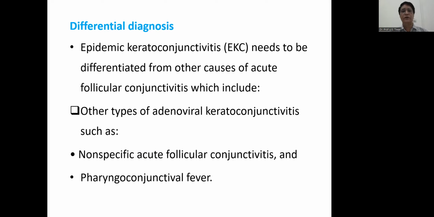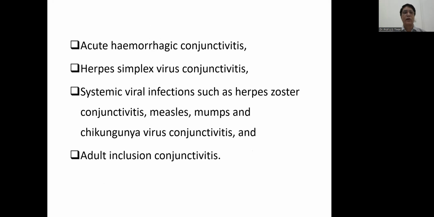Differential diagnosis of the EKC: it needs to be differentiated from the other causes of acute follicular conjunctivitis. That includes the other types of adenoviral keratoconjunctivitis, such as non-specific acute follicular conjunctivitis and pharyngoconjunctival fever. In fact, these two are also causes of follicular conjunctivitis. It also needs to be differentiated from acute hemorrhagic conjunctivitis, herpes simplex viral conjunctivitis, systemic viral infections such as herpes zoster conjunctivitis, measles, mumps, chikungunya virus conjunctivitis, and even adult inclusion conjunctivitis.